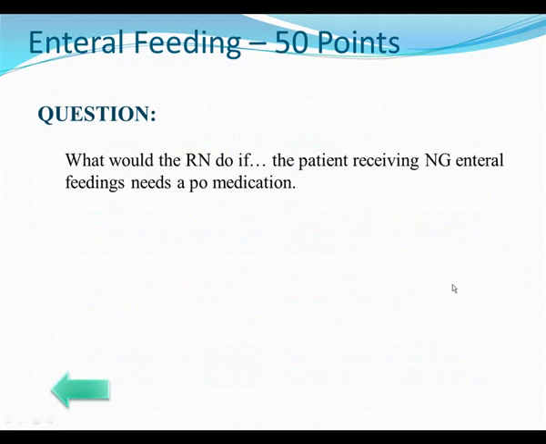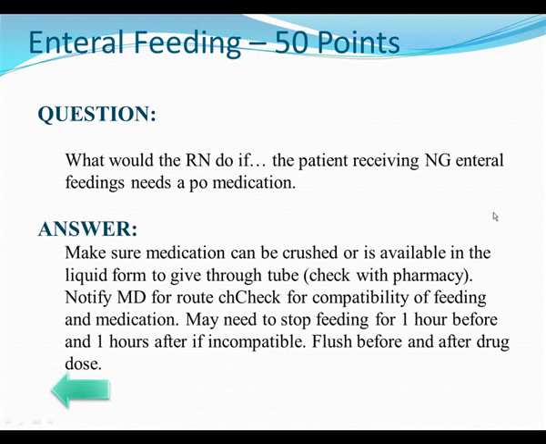Okay, and last but not least, what would the RN do if the patient receiving nasogastric enteral feedings needs a PO med? And we say this all the time. They've got an NG tube, they're getting feedings, and the MAR says, give such and such PO. You're like, well, okay, what am I going to do about that? Every now and then somebody can swallow something PO if they're getting, like, PEG tube feedings.